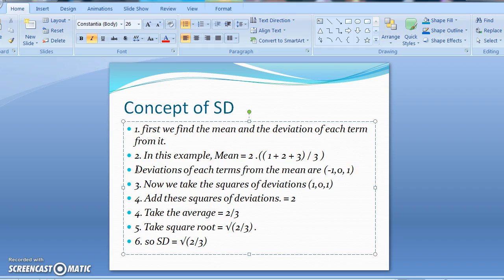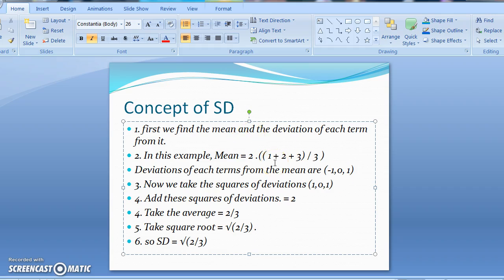Alright, so let's find the deviations of each term from the mean. The three values are 1, 2 and 3. We know the mean is 2. So the deviation of 3 is 1, right? It's 1 more than 2. The deviation of 2 is 0, right? There is no deviation of 2 from 2 itself. And the deviation of 1 from 2 is minus 1. That is, 1 is minus 1 away from 2.